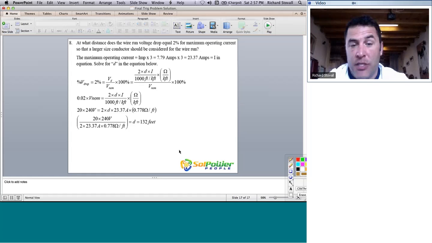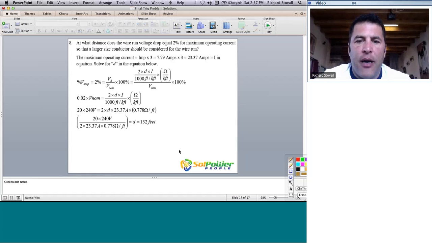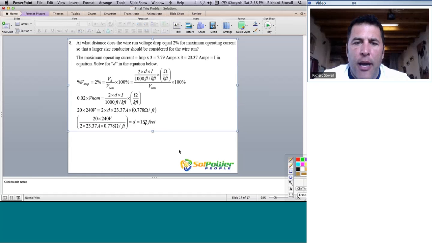But that being said, the solution provided in the problem is not quite right, because where does this 240 volts nominal come from? It seems the writer of this case study mixed and matched his circuits. He's got the AC side with the DC side. He's indicated that there's 23.37 amps in the system, which implies it's the DC side of the system. So we should be using DC voltages to determine the voltage drop. Let's see if we can modify his calculations here and make it right.